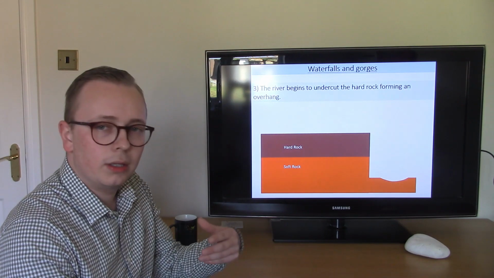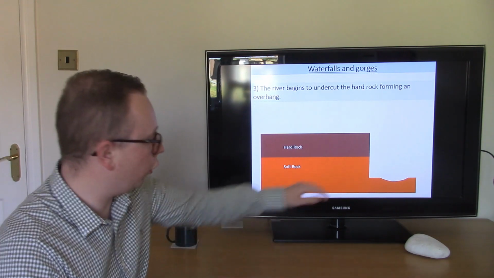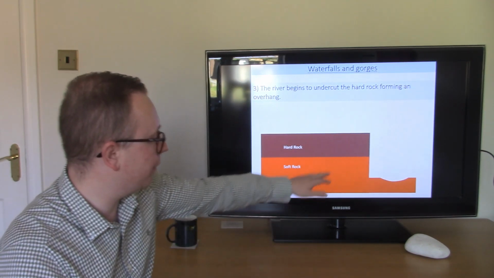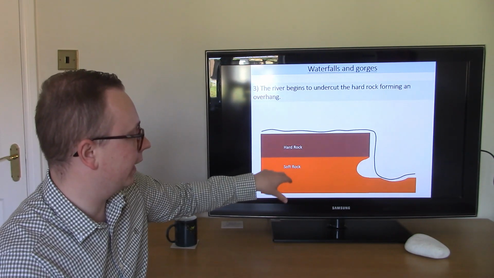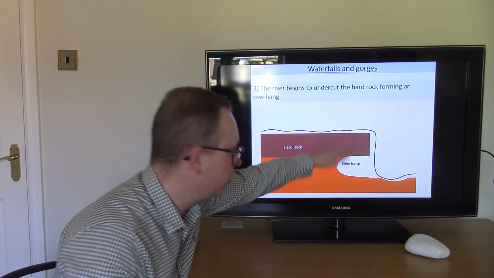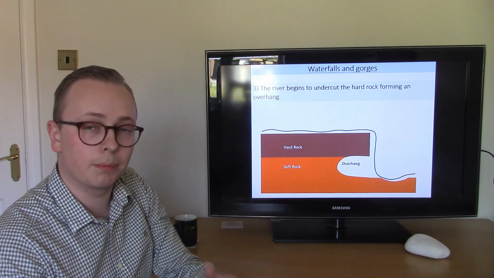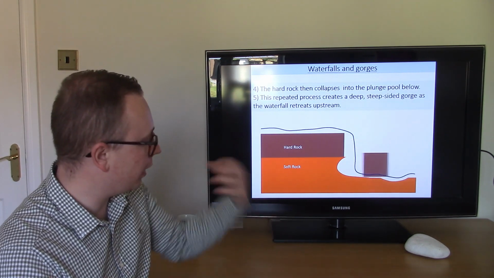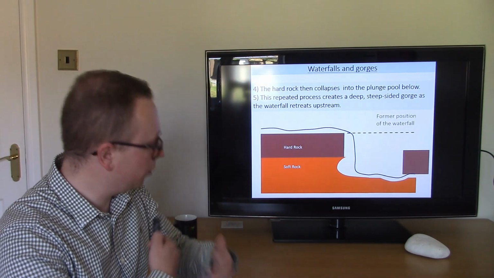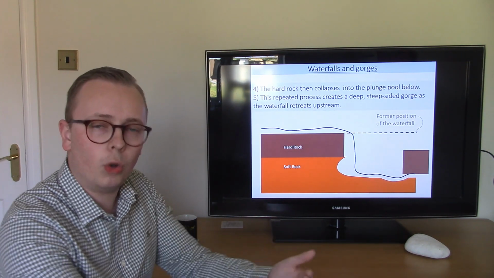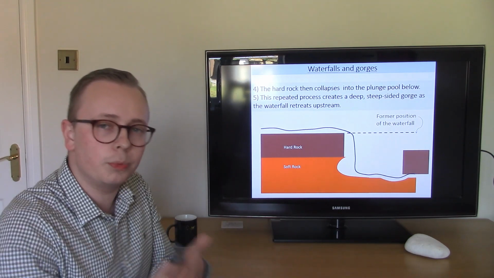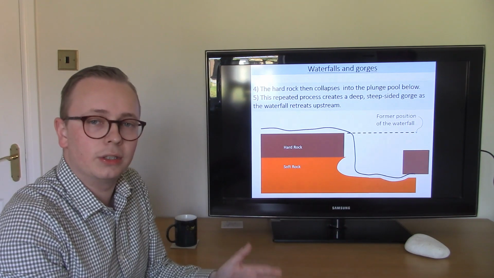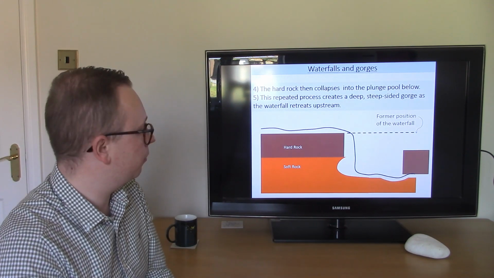Now over time, the river will begin to undercut the soft rock that's here under the hard rock. Water splashing back from the plunge pool slowly over time eats into this rock and creates an overhang. So the hard rock above is now no longer being supported by the rock below. And so you can probably work out what's going to happen next. Eventually, the hard rock collapses, it breaks off, it's not being supported, and is moved downstream. And what that means is our whole waterfall has now retreated, it's moved back upstream. And in its place, where the waterfall used to be, it's left this steep-sided, deep gorge in the river's profile.